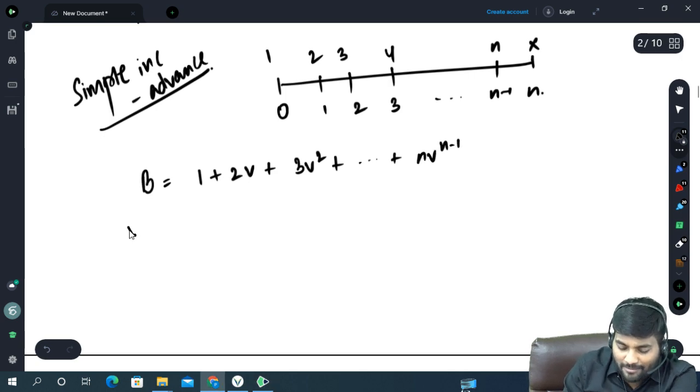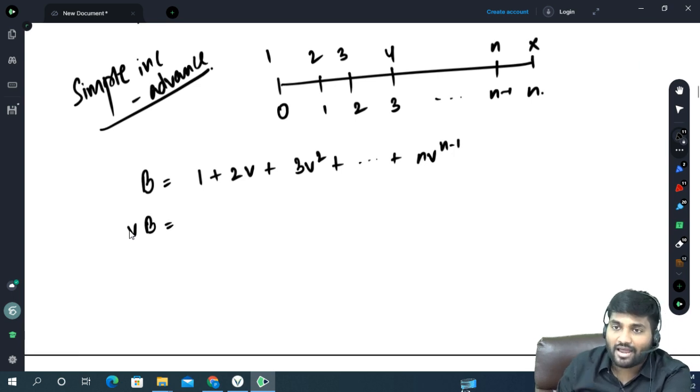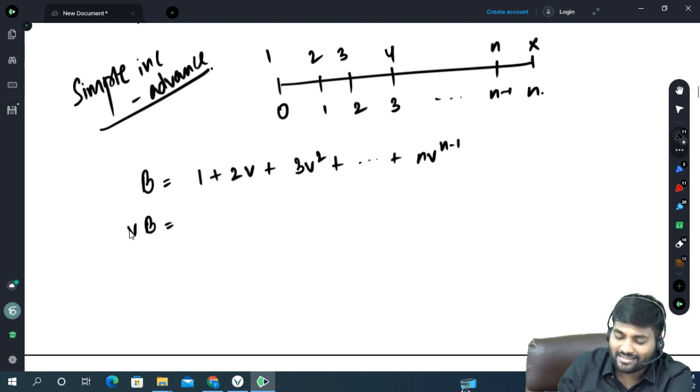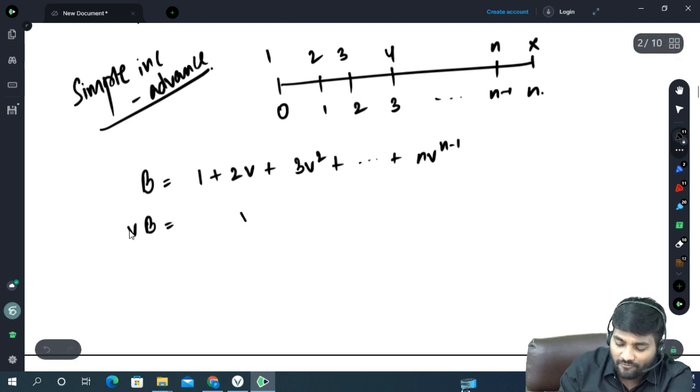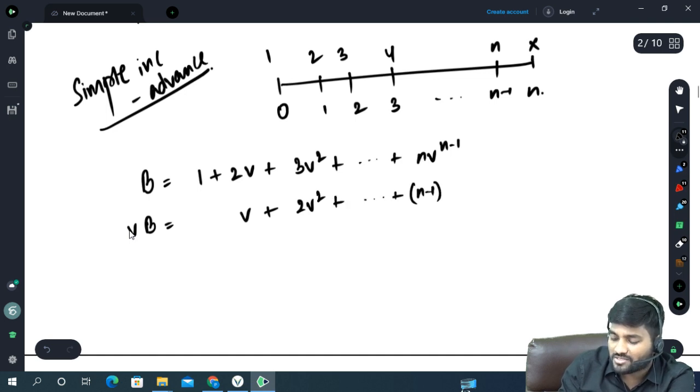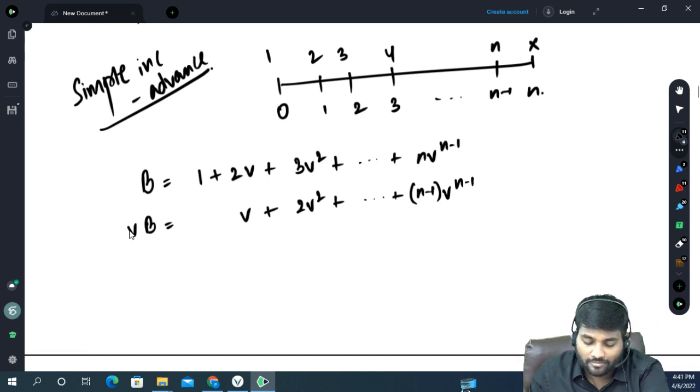And we'll multiply both sides by V. So VB will be what? Again, we need to match the terms and we need to write. So multiplying the RHS by V, we get V plus 2V square plus dot dot dot plus n minus 1 V to the power n minus 1. Okay.